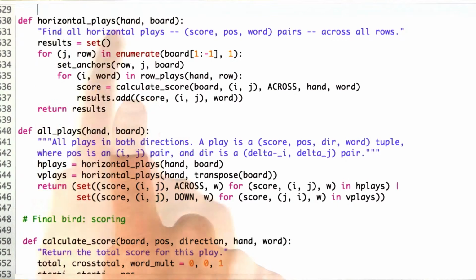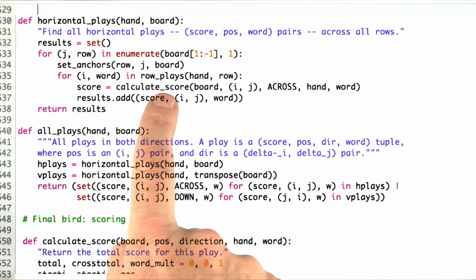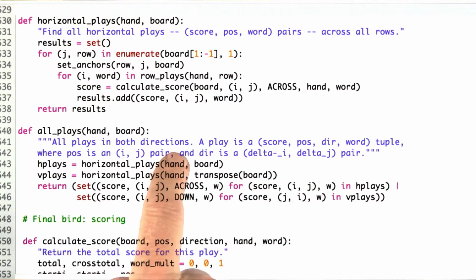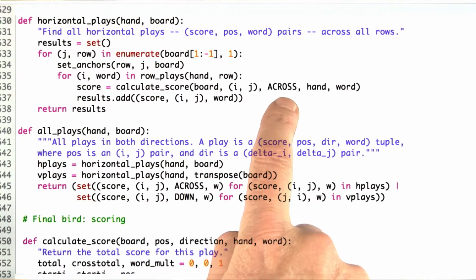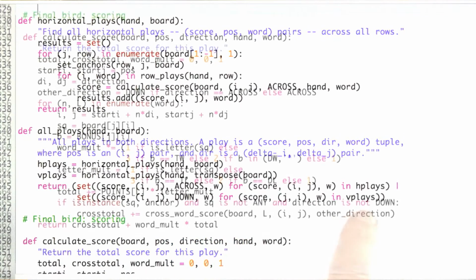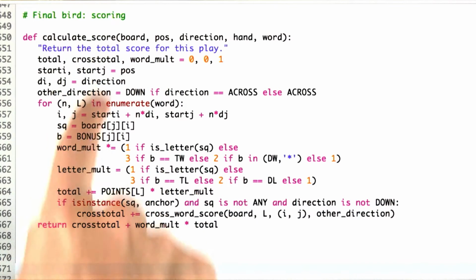So note up here, within horizontal plays, we're calling calculate score. So the only place we call calculate score is here, and we're calling it with the across. The way we get the down is because we transpose the board. And so for calculate score, we know we're going to be called with the across direction the first time, and then the down direction the second time. Although I guess I feel a little bit bad that that assumption that we're always going to be called with across the first time is kind of hardwired into that.